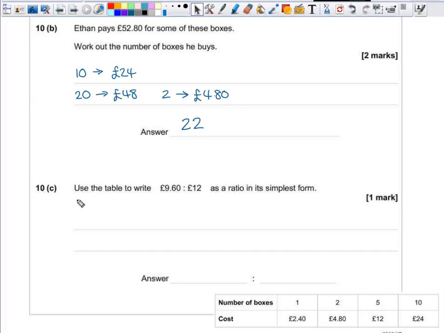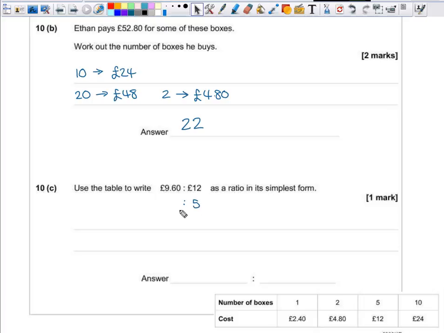Now question 10c says use the table to write £9.60 to £12 as a ratio in its simplest form. This table can be really, really useful for this because we've already had a simplified version of the ratios given. 12 will simplify down to 5 boxes.